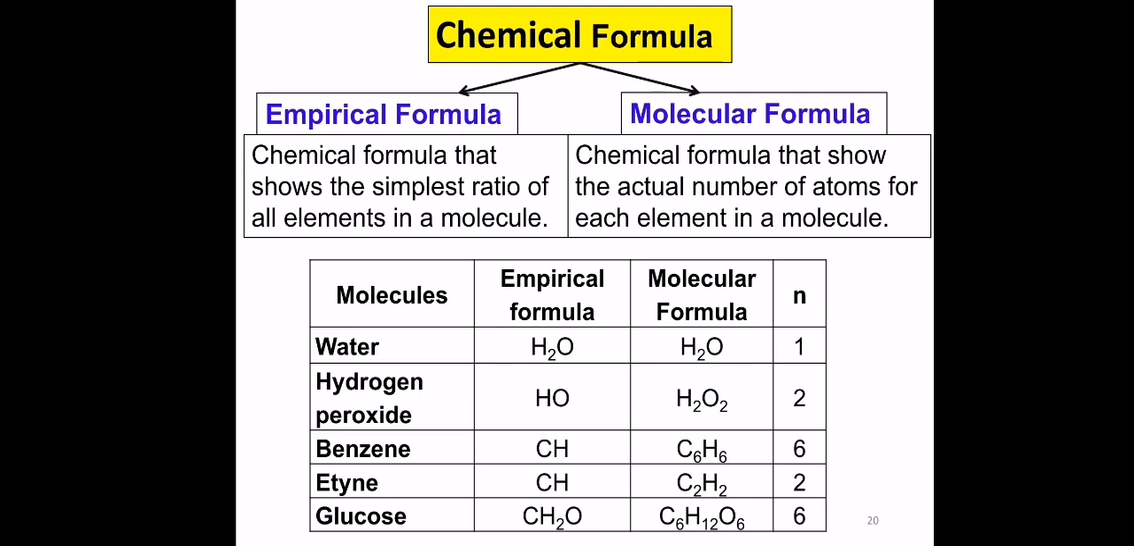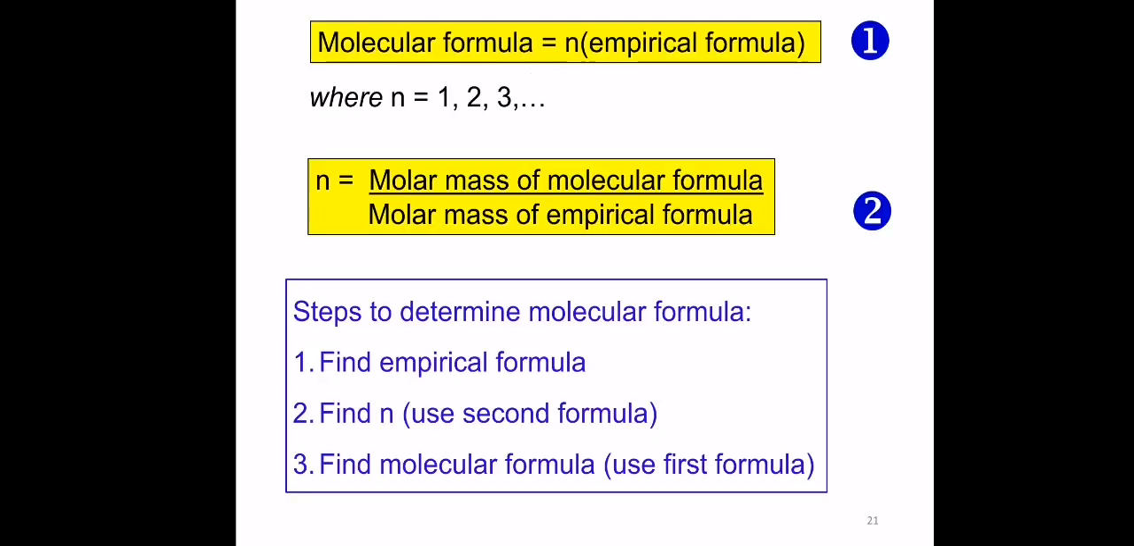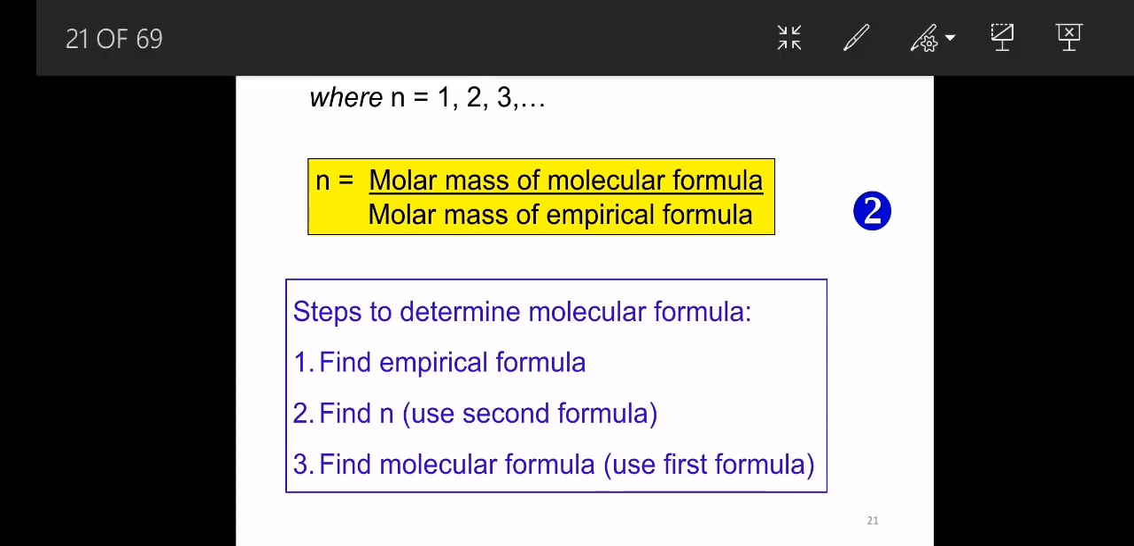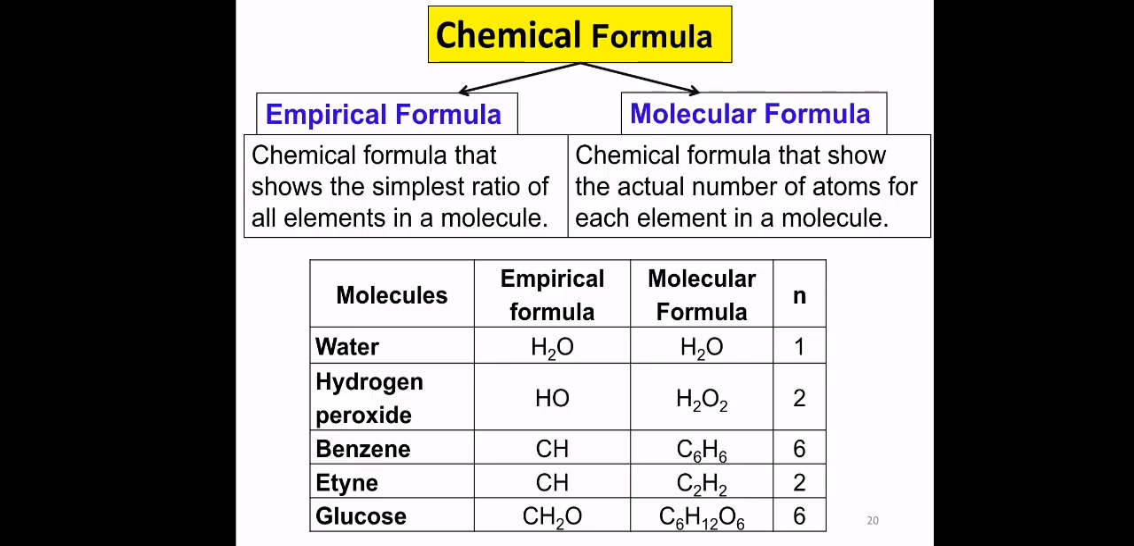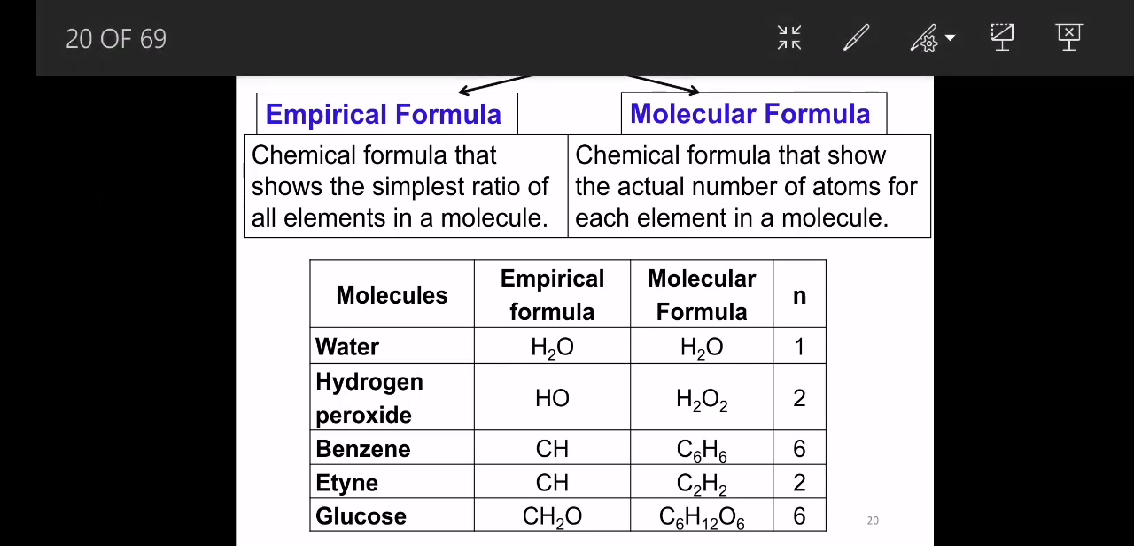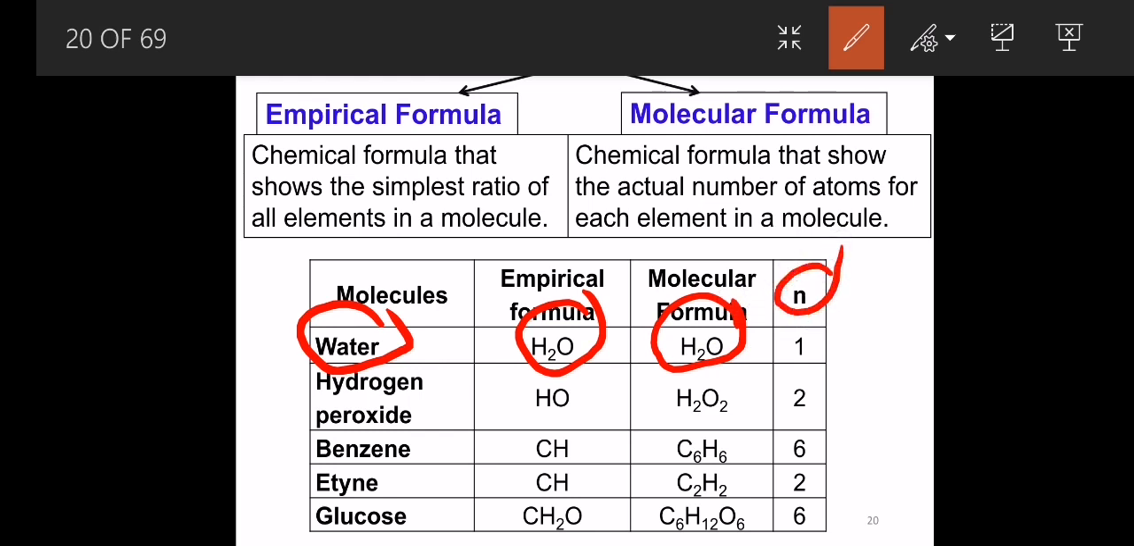So, you can see an example for water. You can see that the empirical formula for water is H2O, and the molecular formula is also H2O. So the n value for water is n equal to 1.